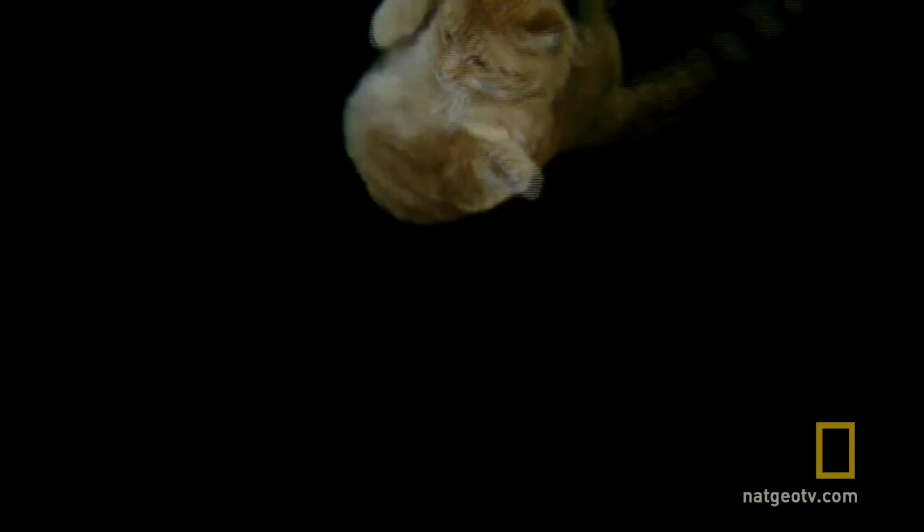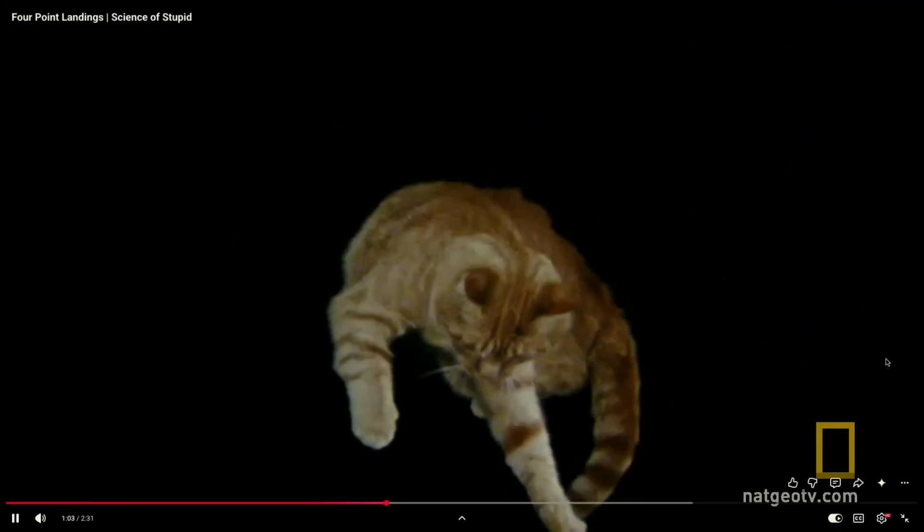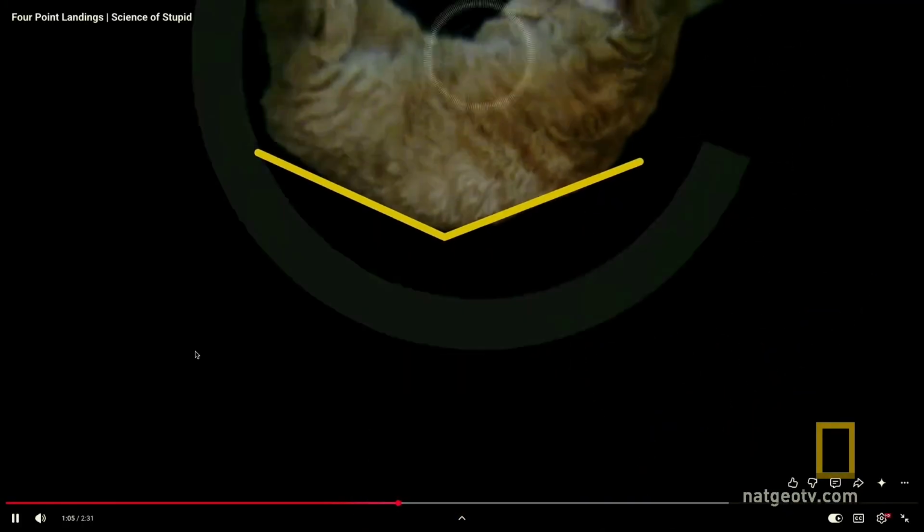Is a falling cat's ability to always land on its feet myth, miracle, or a marvel of physics? Well, the law of conservation of angular momentum states that when a cat is falling, turning one part of its body means another part has to turn in the opposite direction. First, he orientates himself by turning his head, and then he arches his back.